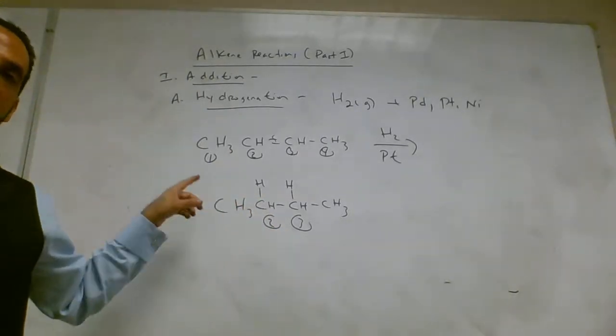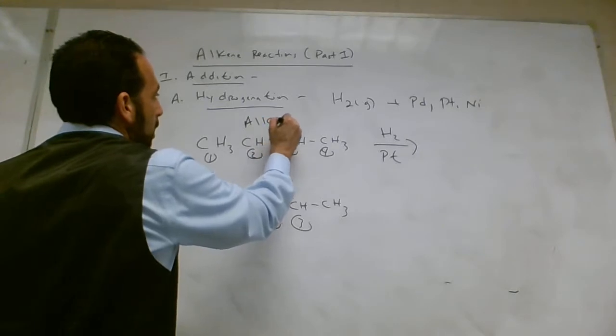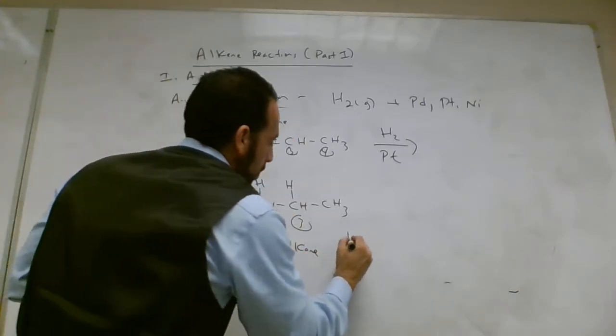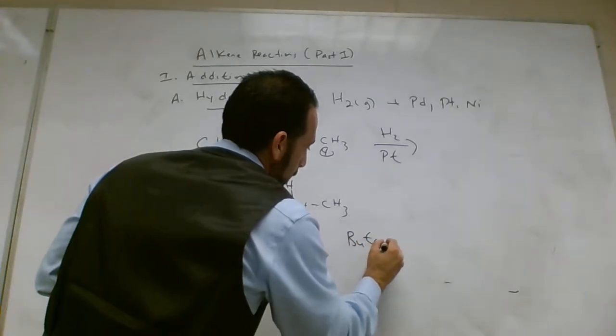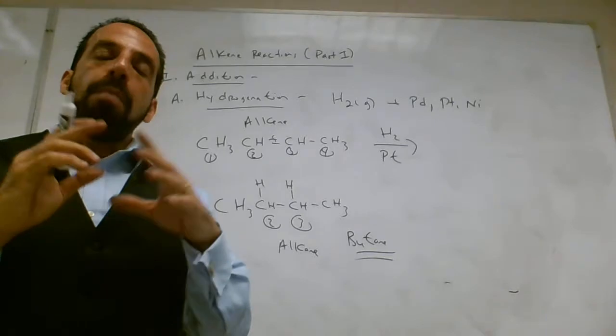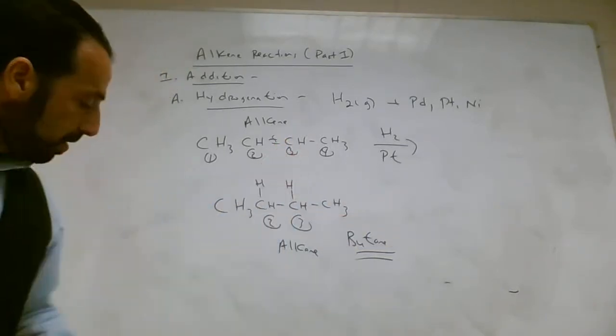Basically what I've done is I've made this into an alkane. So I went from an alkene into an alkane. This is just butane. So I've gone from an alkene to an alkane. I've broken apart that double bond. I've added two hydrogens across it. Let's do another example with this.